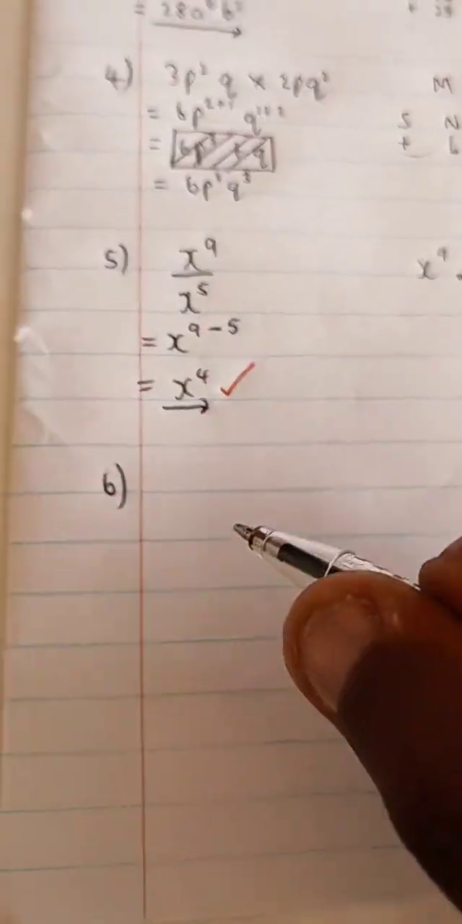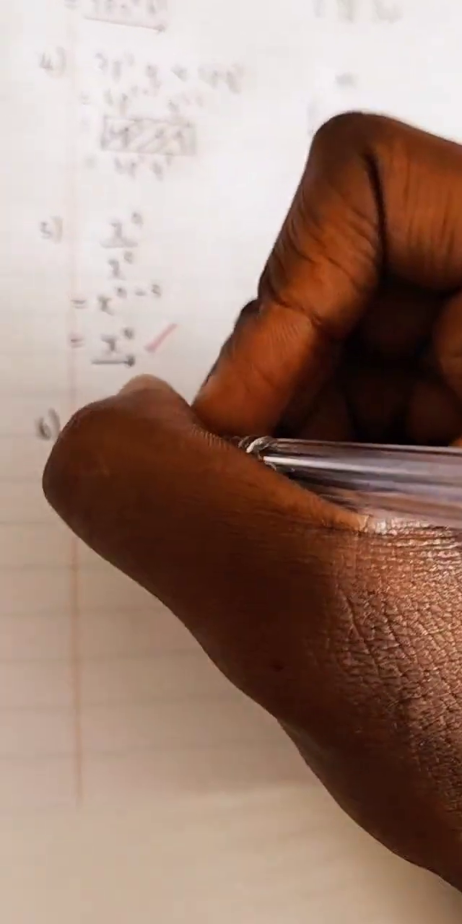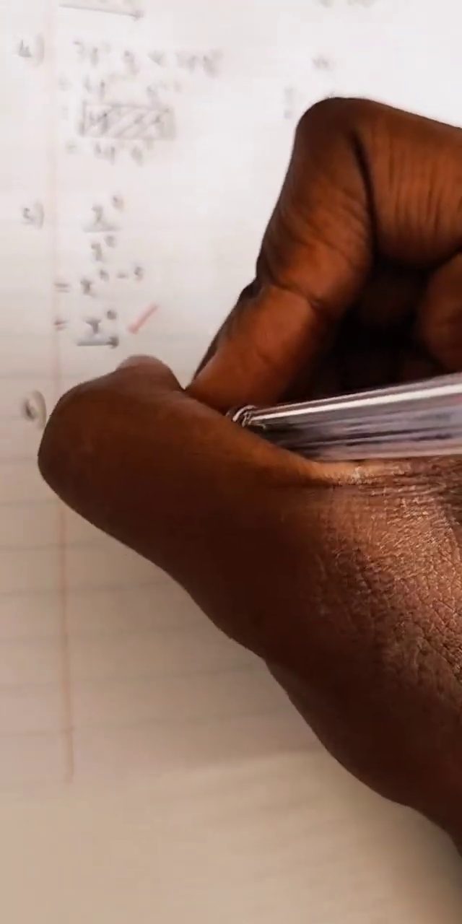Yeah. Okay, number 6. A to the power 3, B to the power 8, over A to the power 2, B to the power 5.